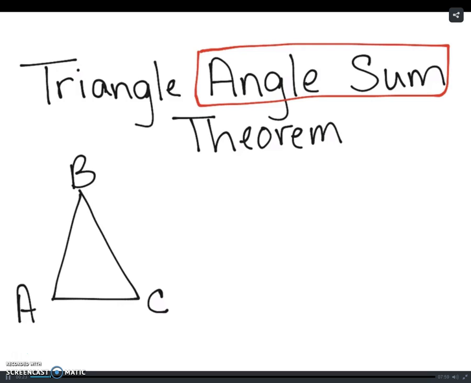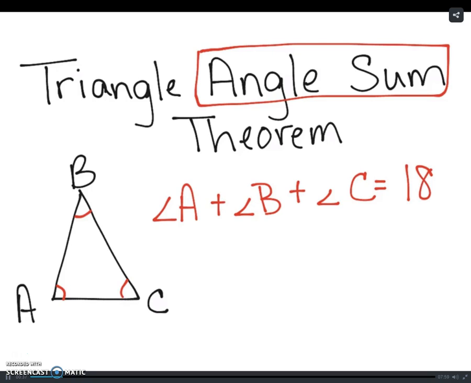Okay? So on here we have three angles, angle A, angle B, and angle C. And we know that if we add up these three angles, no matter what size triangle we get, it will always have all three of its angles add up to 180 degrees. So that's not very pretty, 180. Okay? And so this number here, 180 degrees, is really important.